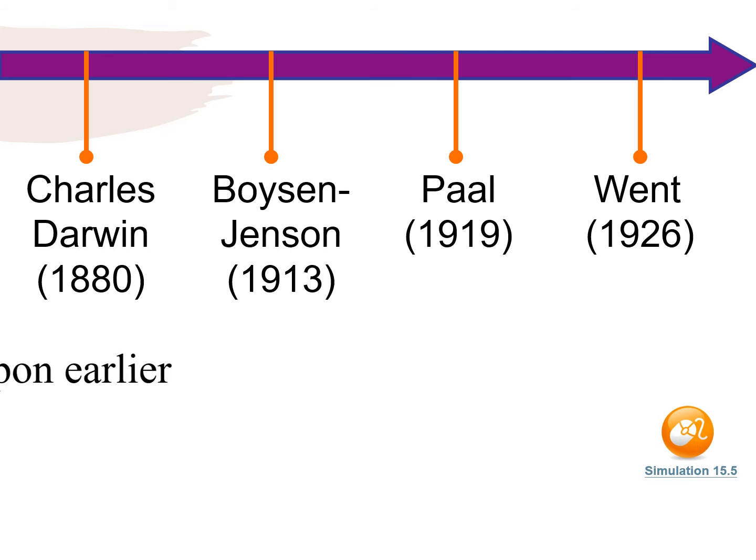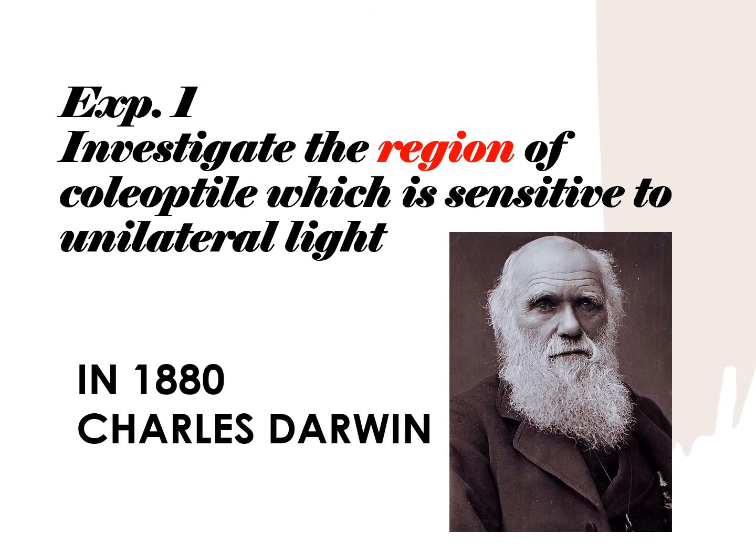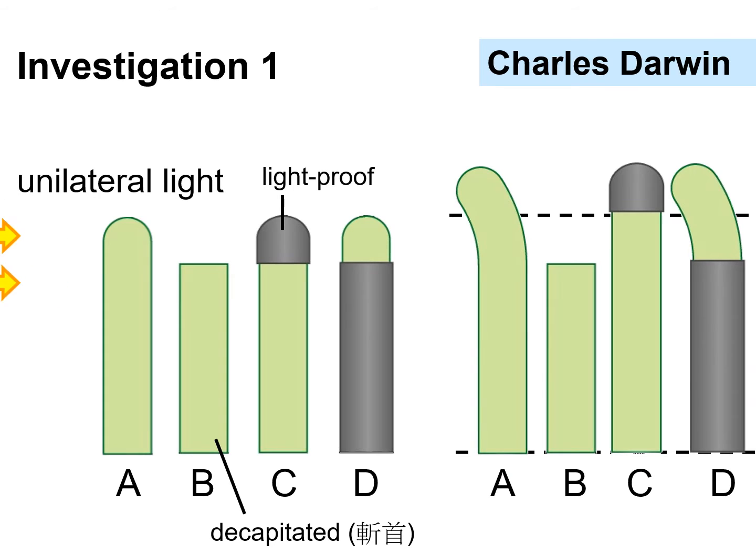But of course, besides Charles Darwin, who is the first scientist to study phototropism, there are other scientists throughout history who also built up more knowledge about the plant hormone called auxin. Let's take a look at what they have done. The first experiment was done by Charles Darwin in the 1880s. He investigated a region of the coleoptile which is sensitive to unilateral light. Darwin carried out the experiment in 4 different settings.